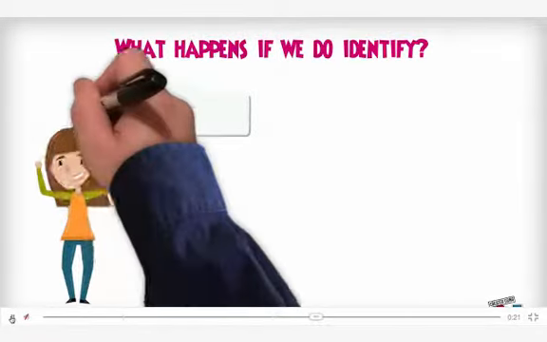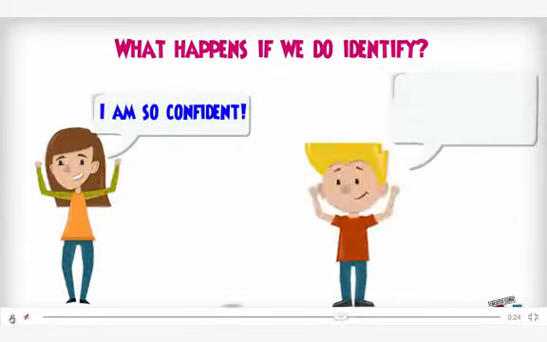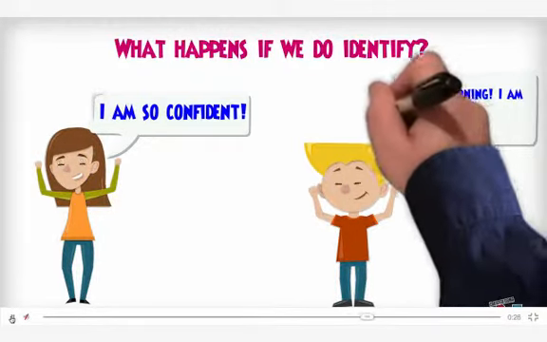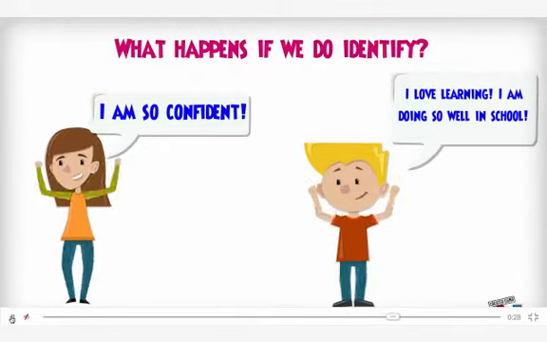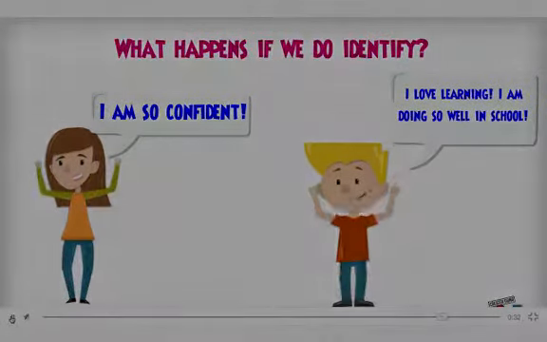On the flip side of that, what happens if we do identify? They develop self-confidence, they grow self-esteem, they maintain enthusiasm for learning, and they gain achievement, motivation, and self-concept.